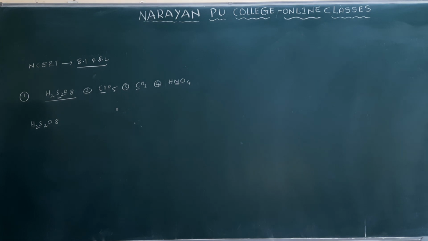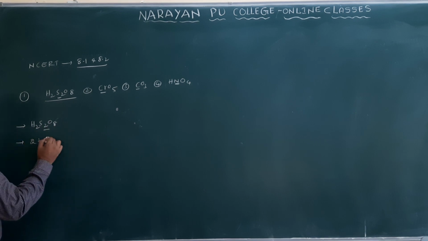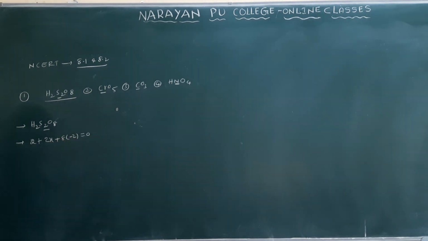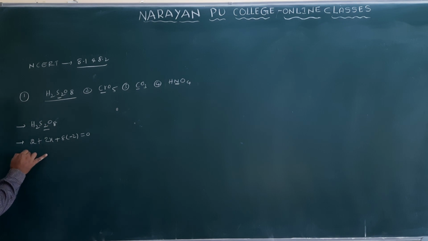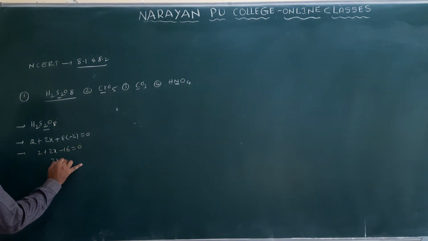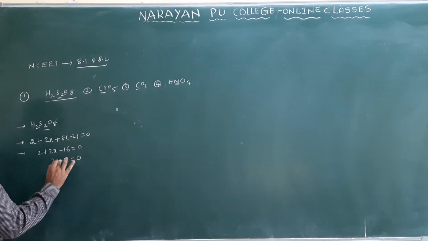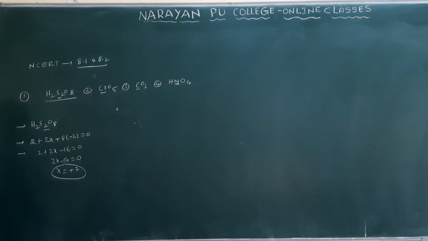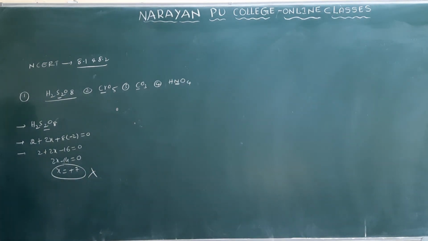If you follow the general method, the sum of oxidation numbers of all the elements in a molecule is 0 only. If you apply the normal method and take the sulfur, you will get 2 plus 2x plus 8 into minus 2 is equal to 0. Now 2 plus 2x minus 16 is equal to 0, so 2x minus 14 is equal to 0. From this you will get x is equal to plus 7.